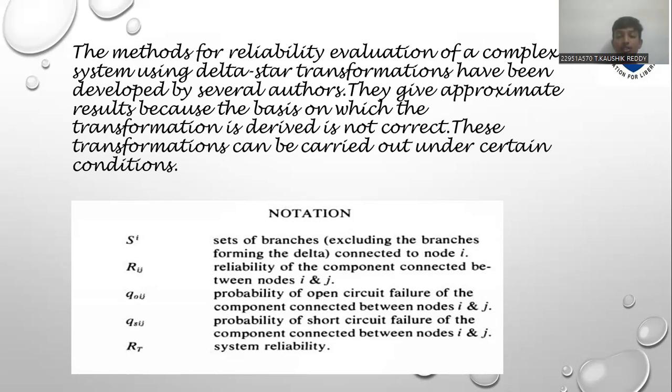So, notation. Si, sets of branches excluding the branches forming the delta connected to node i. Rij, reliability of the component connected between nodes i and j. Q0ij, probability of open circuit failure of the component connected between nodes i and j. Qsij, probability of short circuit failure of the component connected between nodes i and j. RT, system reliability.